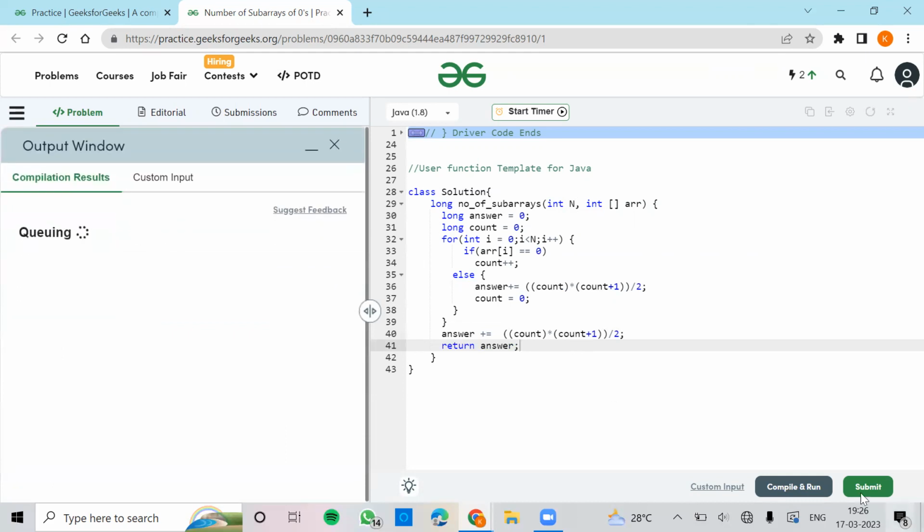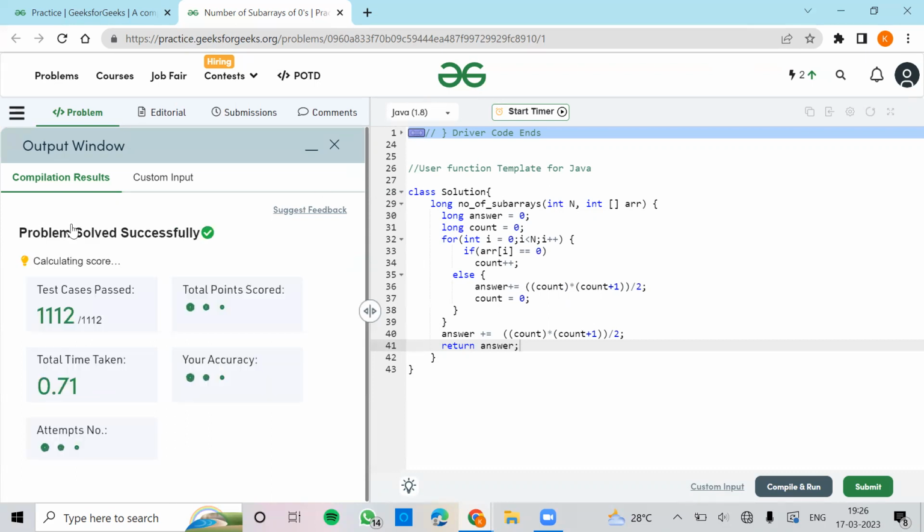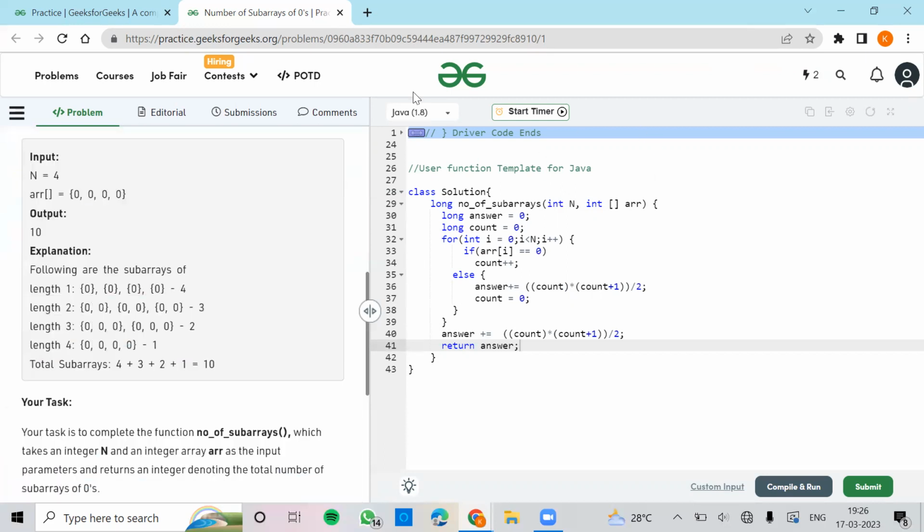Let's compile and run. Let's submit our code. And yeah, we have solved this problem pretty easily. I hope you understood this problem. Thank you.